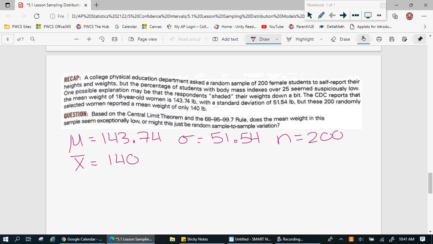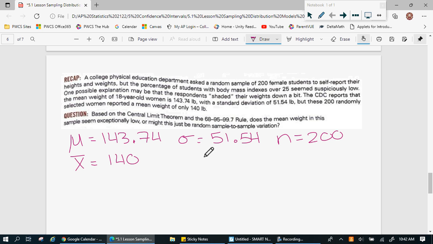And so what we want to know, similar to what we talked about last time, is if that's unusually low. Last time we talked about whether the proportion of students with a BMI of 25 or more was unusual. So we want to know, is this sample mean weight of 140 pounds, of the 200 female students, unusually low given the CDC's information that the typical average is 143.74 pounds with a standard deviation of 51.54?